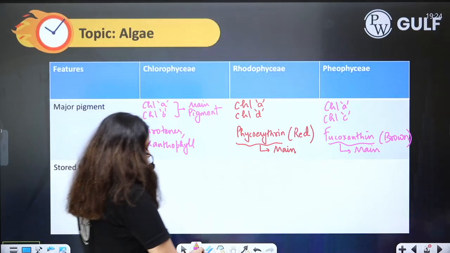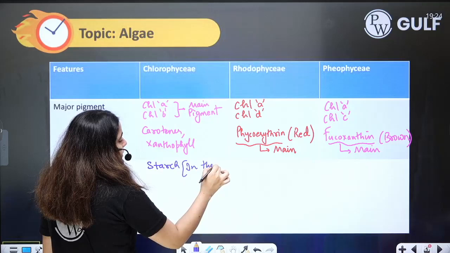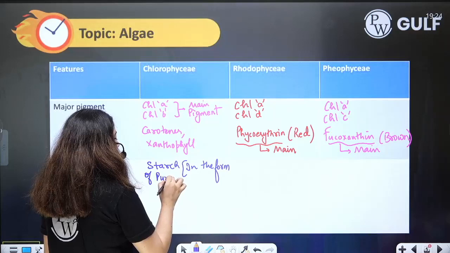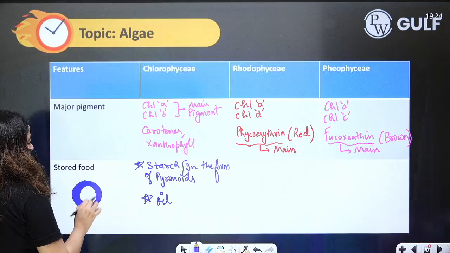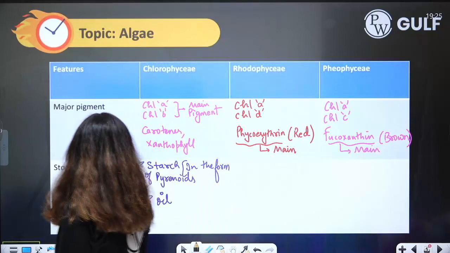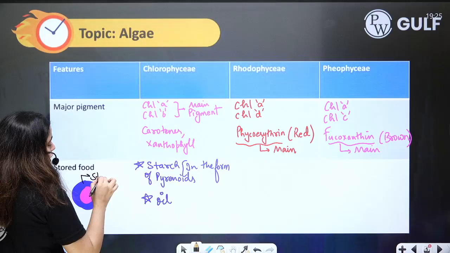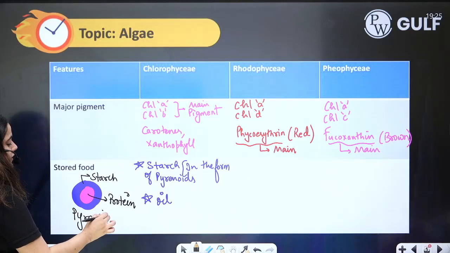Now let's discuss what kind of food they store. Beta, Chlorophyceae store starch in the form of pyrenoids inside the chloroplast. I'll tell you what pyrenoids are. And also they store oil. So what are pyrenoids, beta? Pyrenoids are bodies present inside the chloroplast having protein and starch. The outer covering is of starch and the inner part is of protein. This body present inside the chloroplast is known as pyrenoids. So yes, starch is stored in the form of pyrenoids in green algae.